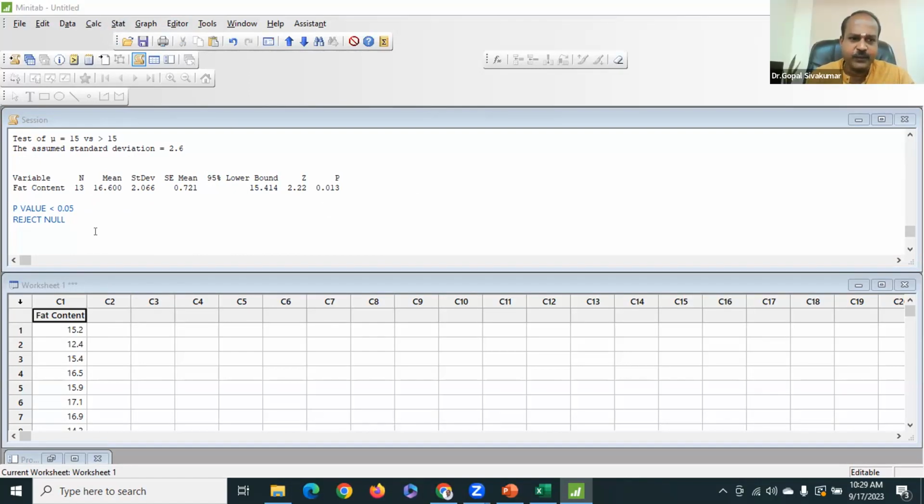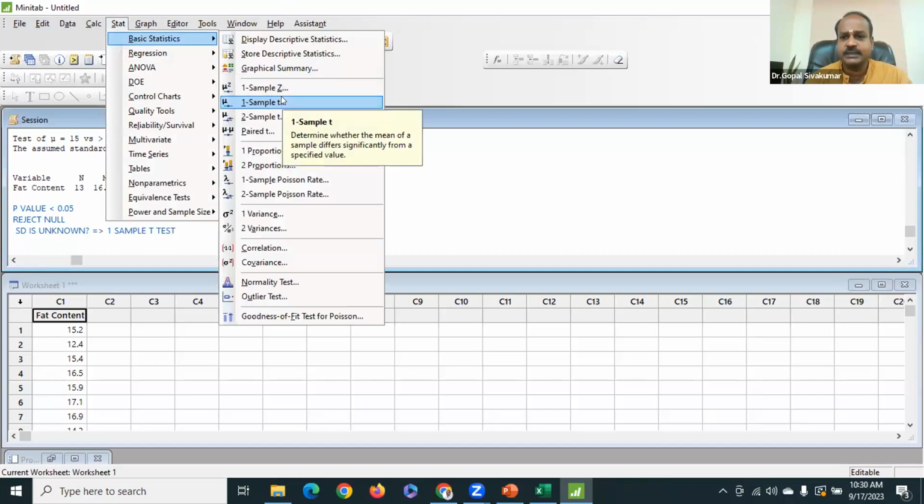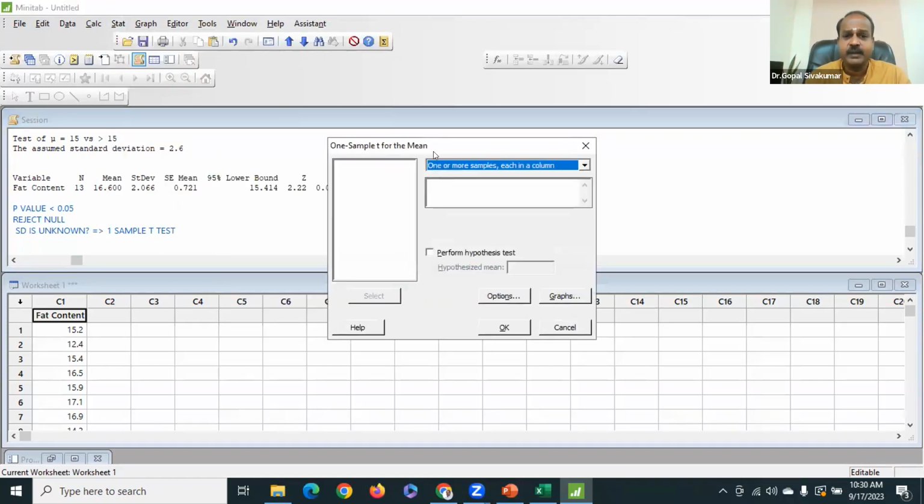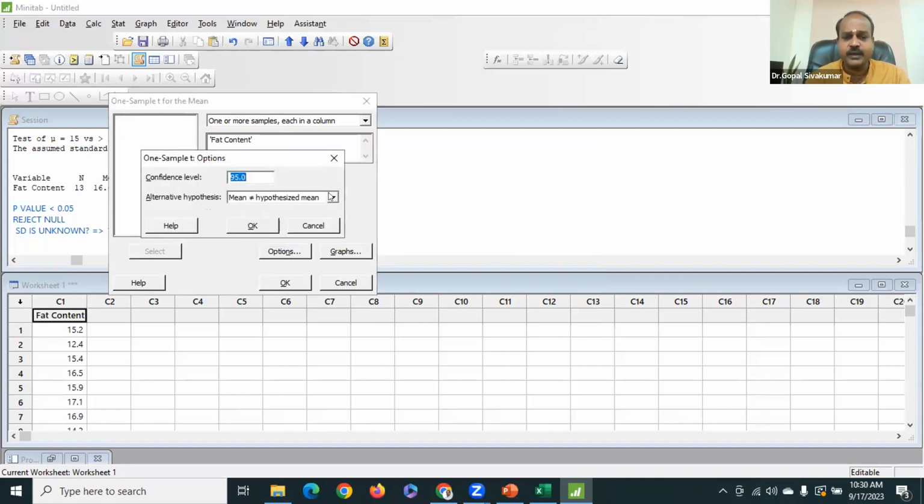Now, for the same scenario, if the standard deviation is unknown, then I will go for a one sample t test. Let me do it. Stat, basic stat. Can you see one sample t test? The description goes like this: determine whether the mean of a sample differs significantly from a specified value. Nothing is known about the population standard deviation. Now, the sample is in a column, and the column is fat content. Hypothesized mean is 15%. Now I go to options, and here also, let me make it one tail.